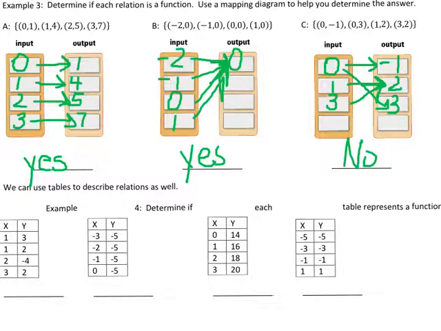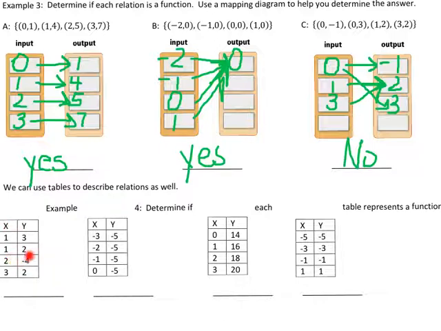Moving on to the tables, we want to know if these are functions or not. And I look at my x's. The x matches with 3. The x also matches with 2. So the same x matches with 2 different y's.